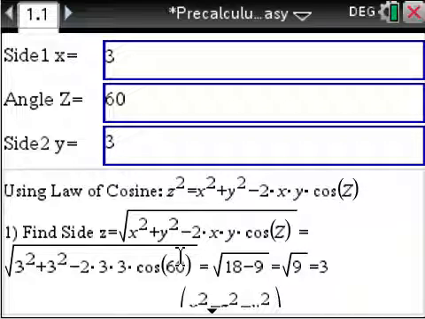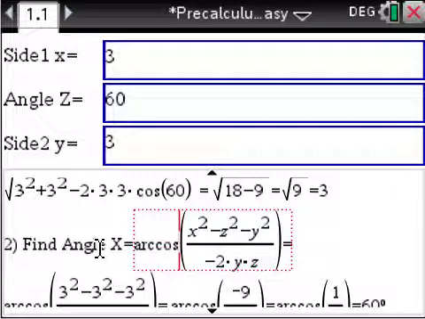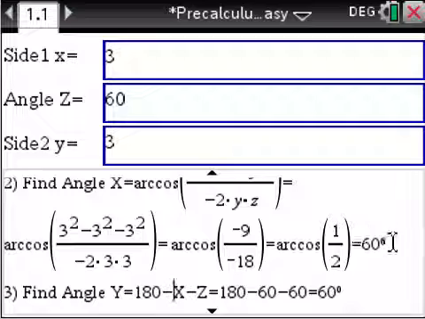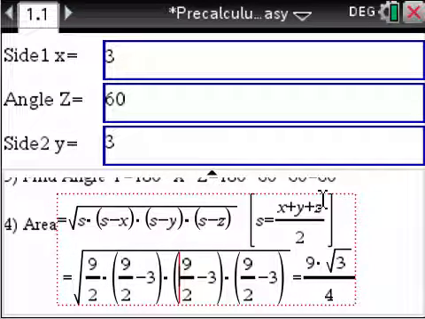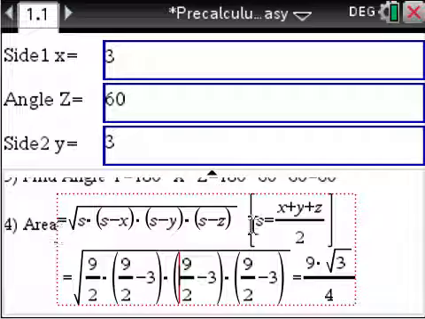If we go down, this is side Z. Let's go down and find angle X, right there, all for you. The answer is right here. Find angle Y, everything is right here, here's your answer. And the area, right here, done.